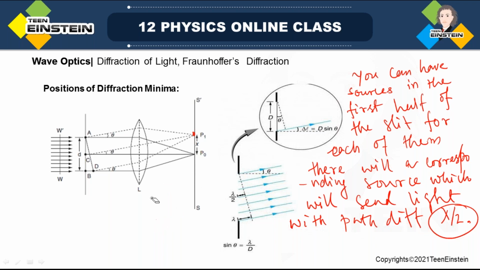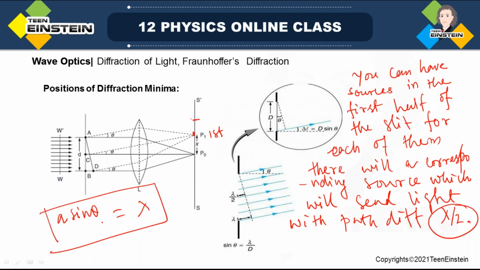Similarly, if you want to see the second minima, this is first minima, second minima. What is the condition we get then? A sin theta is equal to lambda. This is the condition for getting minimum. So this is the condition for diffraction minima.